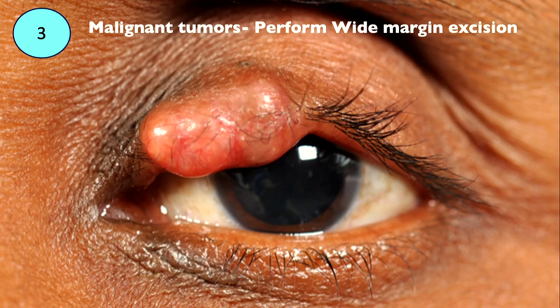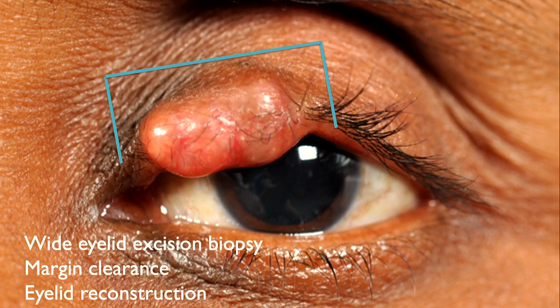Whereas when we come across the red flag signs and we flag it as a possible eyelid malignancy, we perform the excision with wide margin. We take 4 mm of normal eyelid on all sides. We also do a margin clearance and only then perform eyelid reconstruction. I will come to what I mean by eyelid margin clearance.